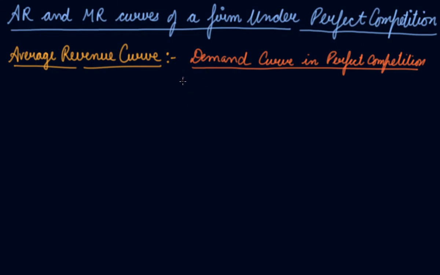You divide the total revenue by your quantity, you get the AR, which means that the output a producer is willing to sell at different possible prices, and the consumer is ready to buy at different possible prices. So what the consumer is willing to buy is your demand curve. So your average revenue curve is the demand curve in perfect competition. It records the quantities of a firm's product consumers would be willing to buy at different prices. And from the perspective of the producer, it records the quantities of its product the firm would be able to sell at different prices, right?